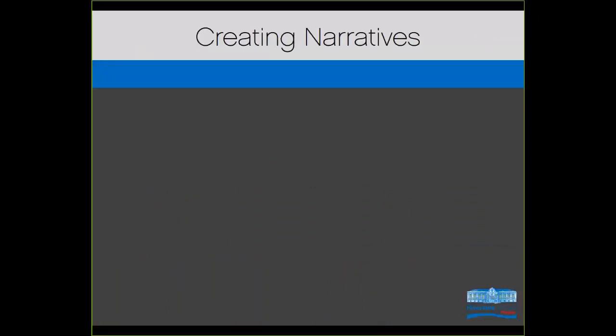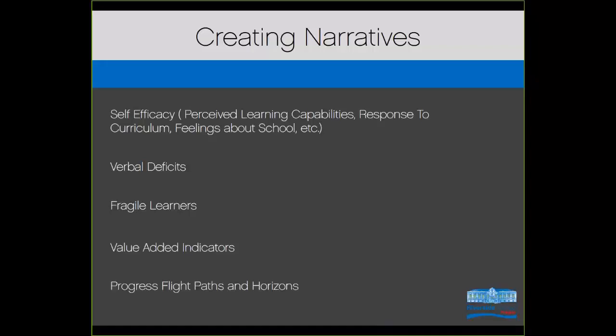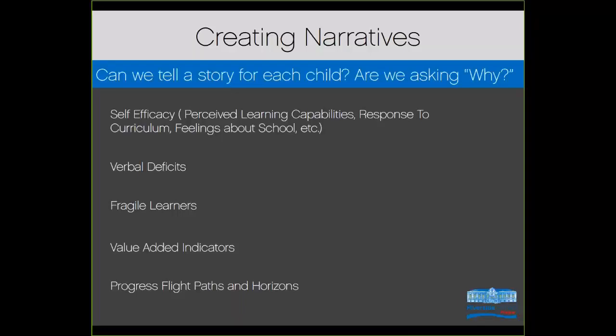And this is the most important part for us. Can the teachers really understand and look at self-efficacy? Do they really think about verbal deficits? Do they understand what a fragile learner is and can they speak to it? Do they know what the value-added indicators are? Meaning, are our students making more than expected progress? Are they working above their potentials? And do they really use the progress flight paths and horizons to do target setting for curriculum purposes? Can we tell a story for each child, and are we asking why?